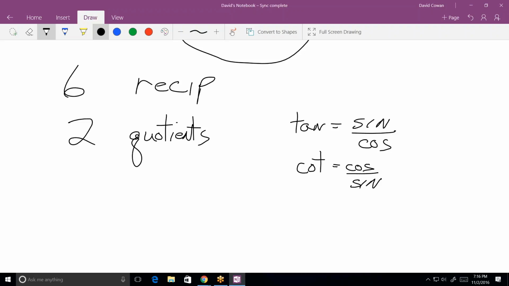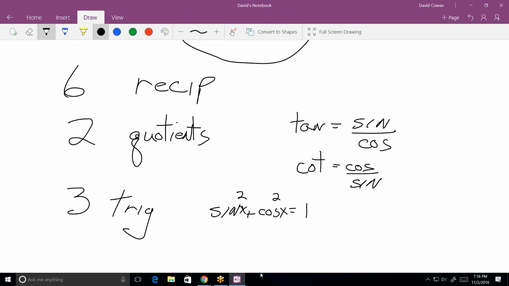So cotangent has to be cosine over sine. Okay. And then there's 3 trig identities. The first one they're going to teach you is sine squared plus cosine squared equals what? I believe that's 1. Correct. The second trig identity, you're going to have to memorize it. There's no other way. Tangent squared of x plus 1 equals secant squared. Okay? Memorize those 2.